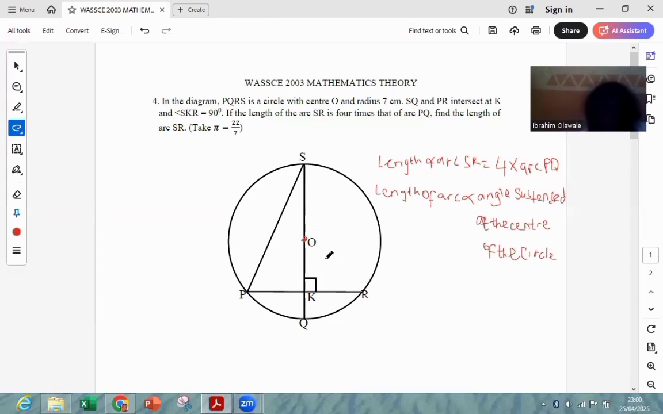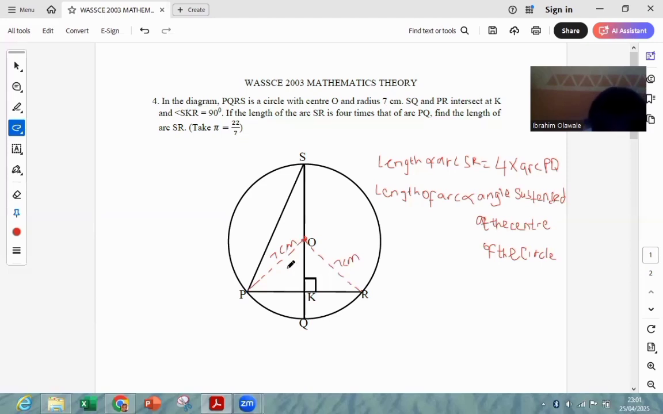So in this diagram, I will make a little construction. I need to connect a line from the center of the circle to touch point R on the circumference of the circle, thereby forming a radius. We know that this radius is 7 centimeters. Let's take note of that. I will also join a line from the center of the circle to touch point P on the circumference. That one also will be a radius, which is 7 centimeters.